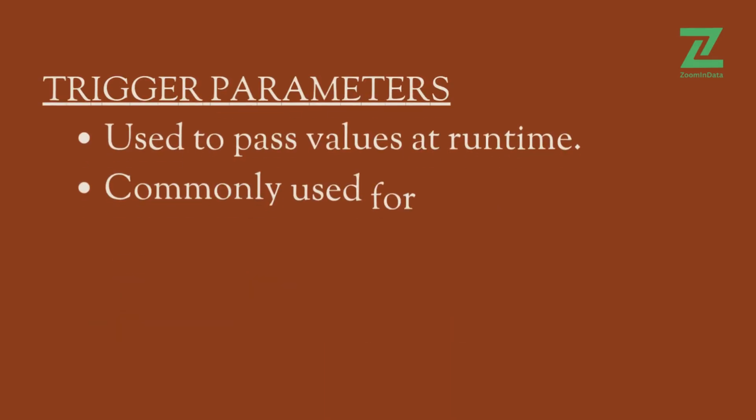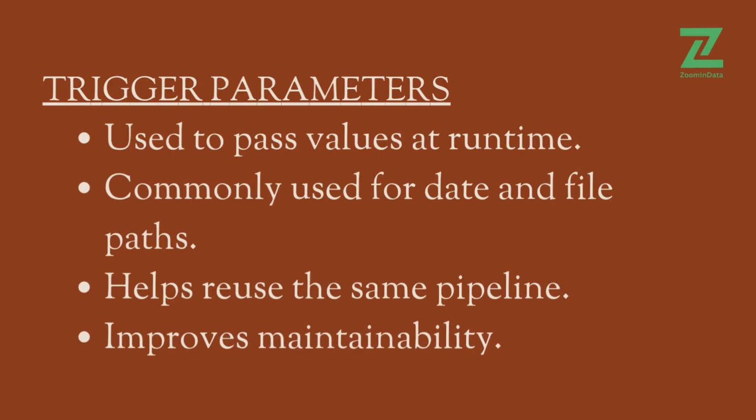Trigger parameters are used to pass values at runtime. They are commonly used for dates, file paths, or environment values. Using parameters helps reuse the same pipeline for multiple scenarios and improves maintainability.